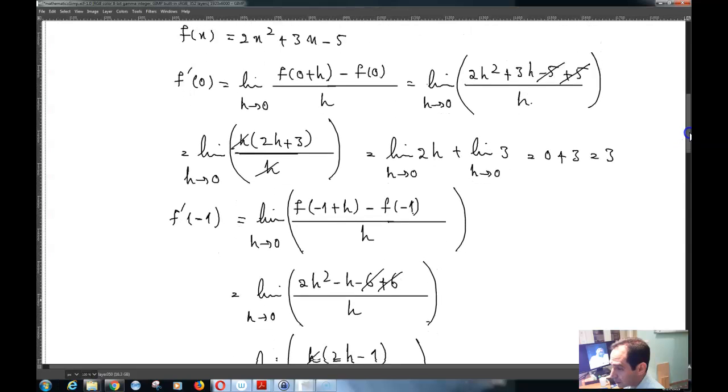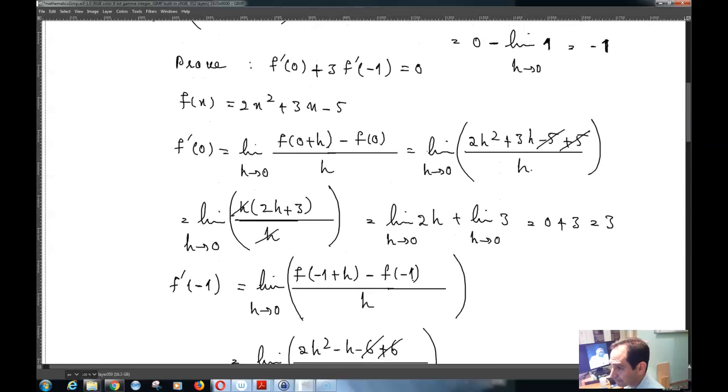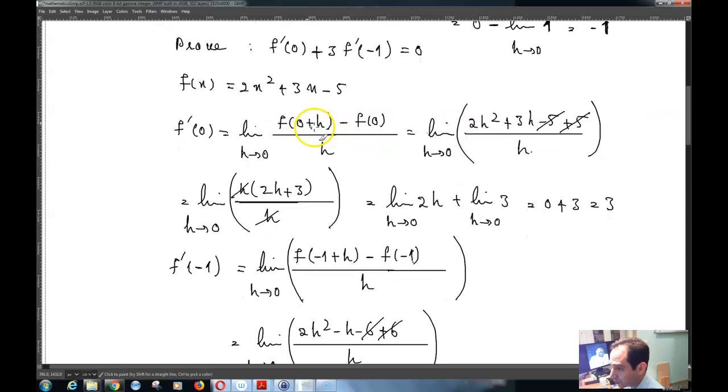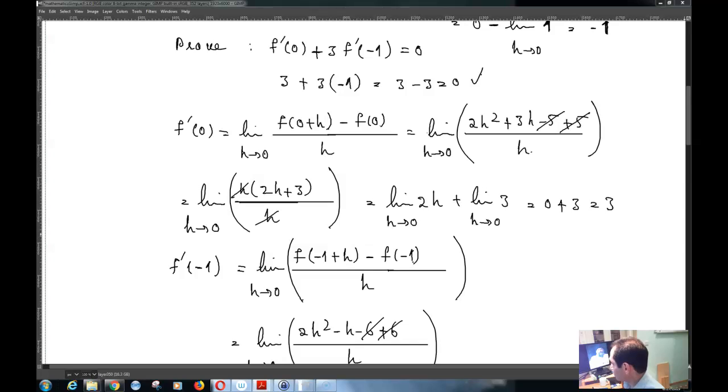So what that means is that f prime of 0 was equal to positive 3. So f prime of 0 over here is positive 3. Positive 3 plus 3 times f prime of negative 1, 3 times negative 1, is equal to basically 3 minus 3, which is equal to 0, which is basically what we were looking for. Okay, so that is that.